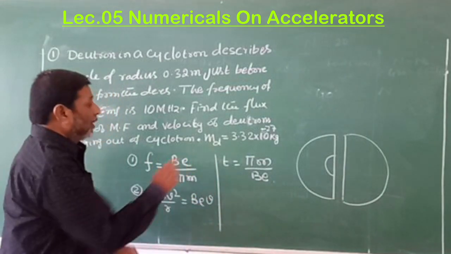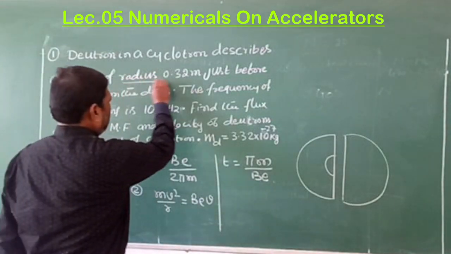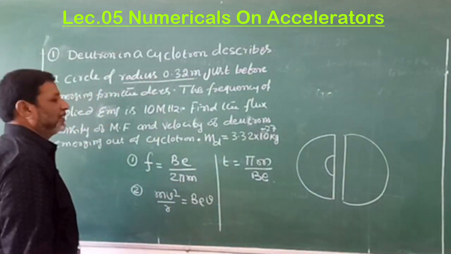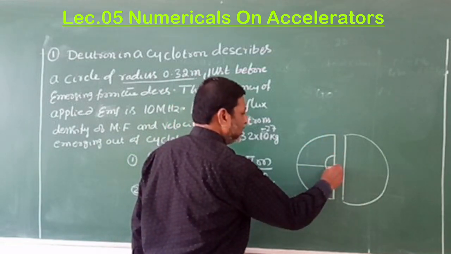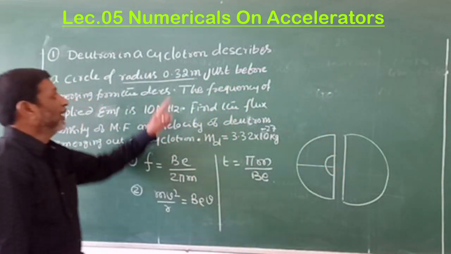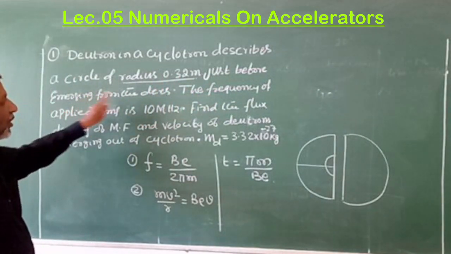Then what are the given values to you? The radius of the circular Ds. If this is a circular disc, then the radius of this is given to you. Then, just before emerging from the disc.